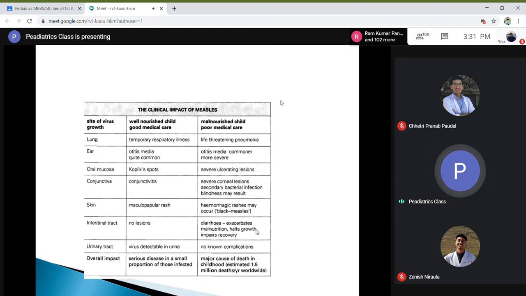No immune, no growth, I cannot eat any. This urinary tract, there's no detectable urine. Okay, there's virus. Till now, no known complications. So overall, the impact in malnourished children is a poor outcome.